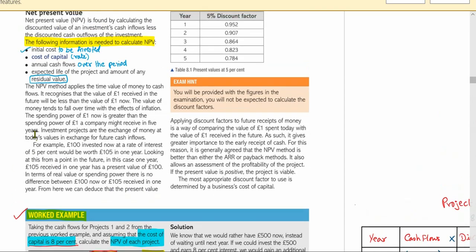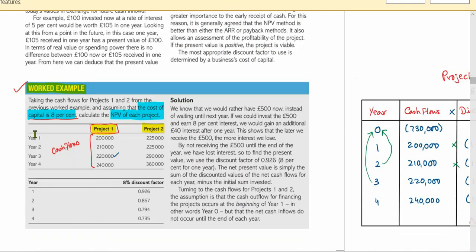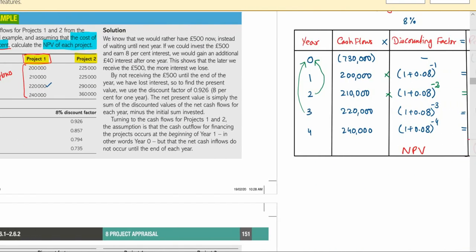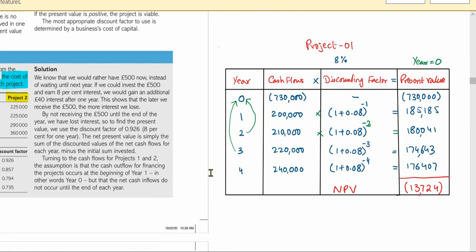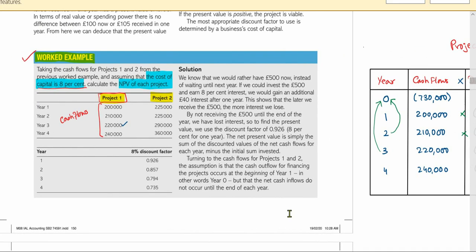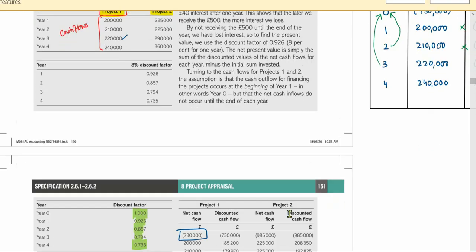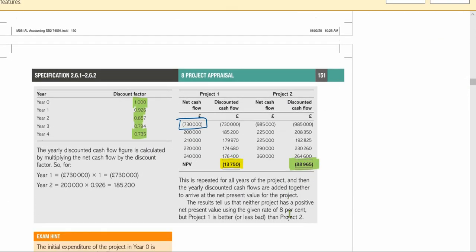In the last lecture we finished the net present value, how to calculate the net present value. So, with the continuity of the topic, the net present value, let's move on. We completed the next net present value question.